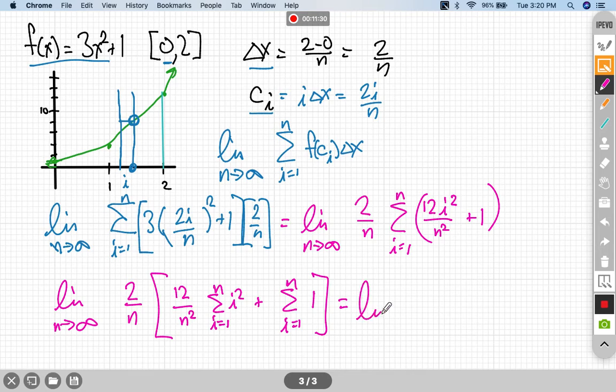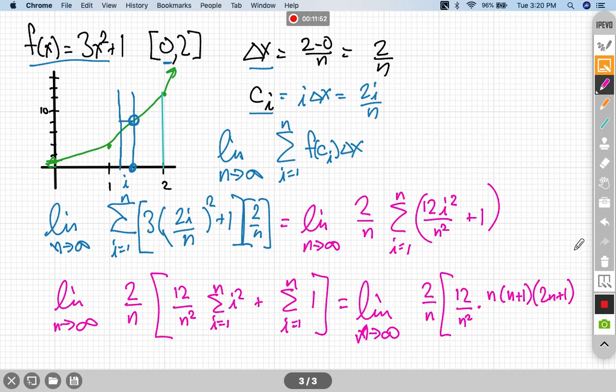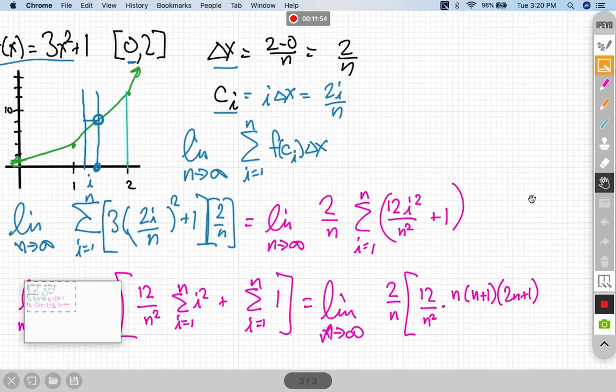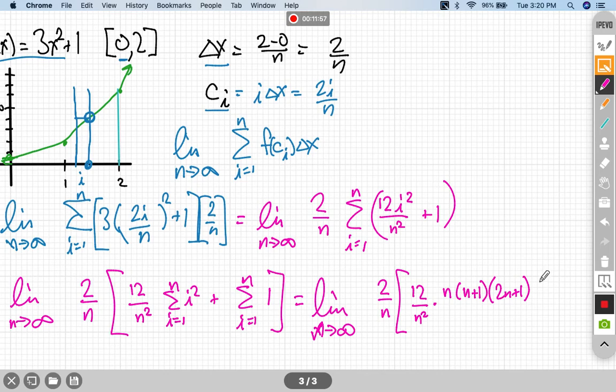Don't forget, like I was just about to do, we're doing this limit, n's going to infinity. We got 12 over n squared times n plus 1 times 2n plus 1, over 6, plus, we look at this one, the sum as i equals 1 to n of 1 is just going to be n.